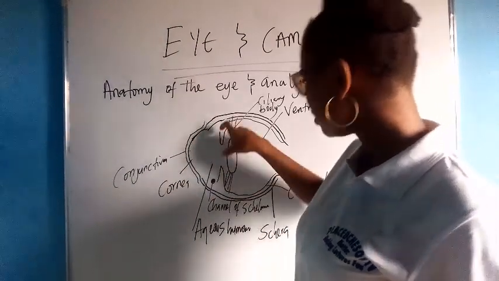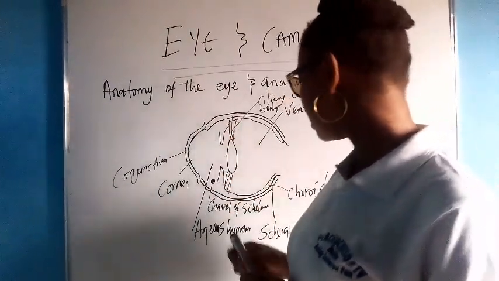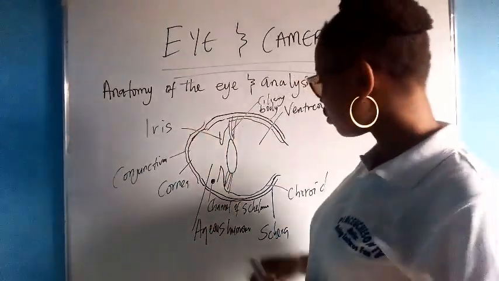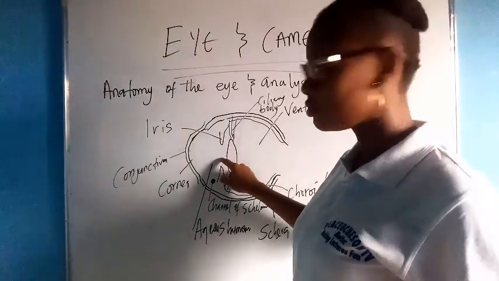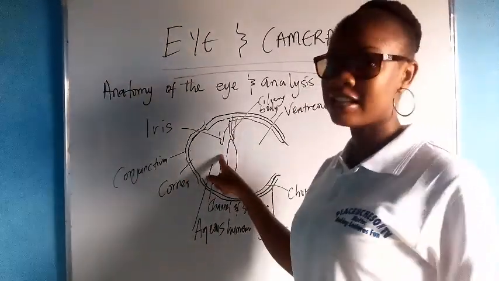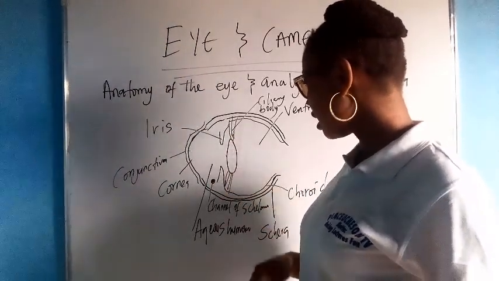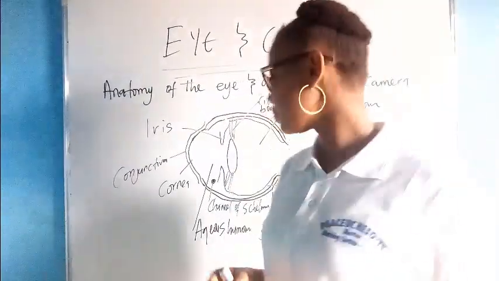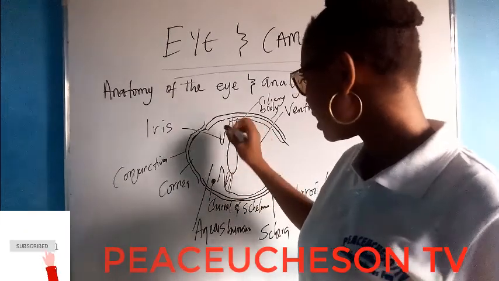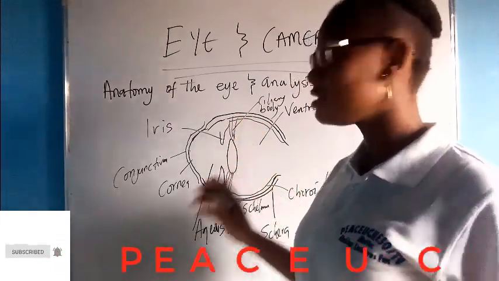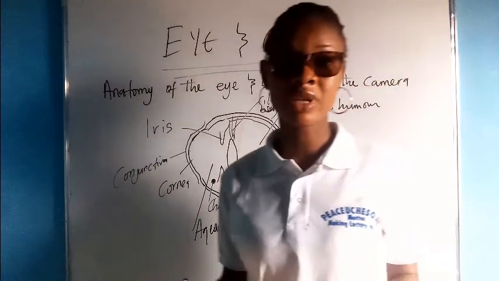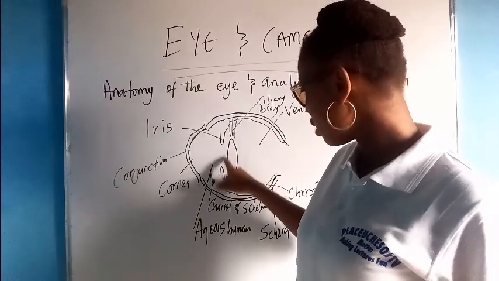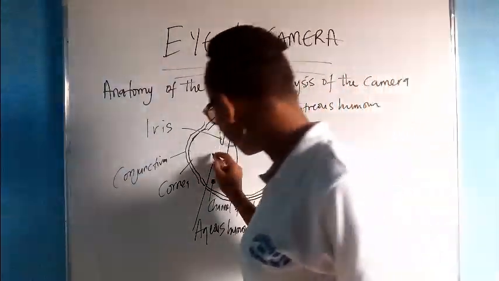of Schlemm, and it's continuous with the iris. So let me tell you about this iris. The iris controls this opening. This opening is for light rays, so it controls it. It actually has two muscles, the dilator and the sphincter muscle. The dilator and the sphincter muscle operate with sympathetic and parasympathetic nerves, respectively.